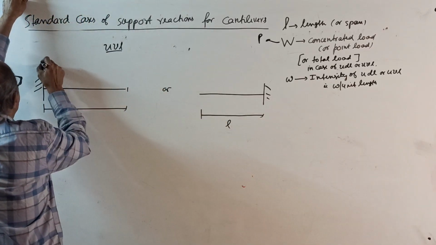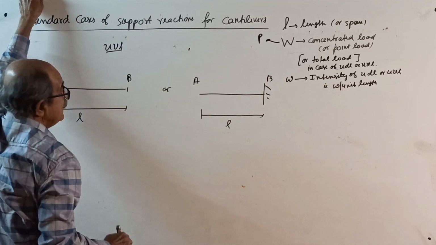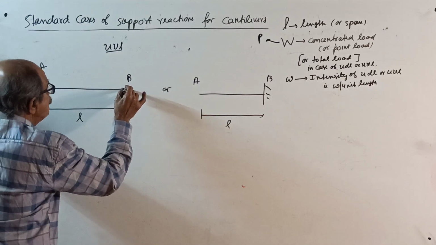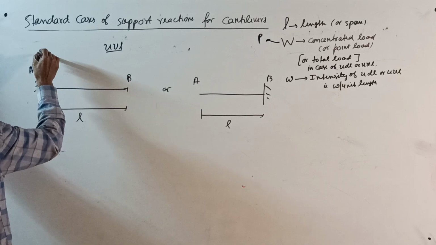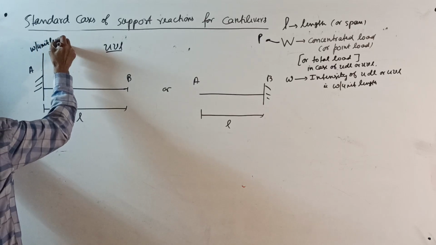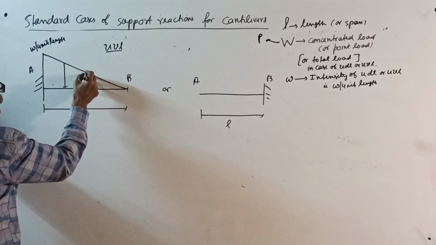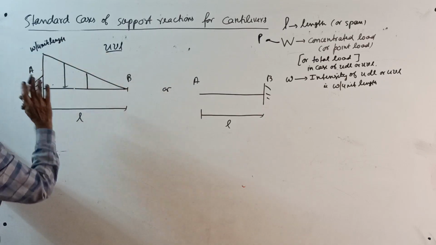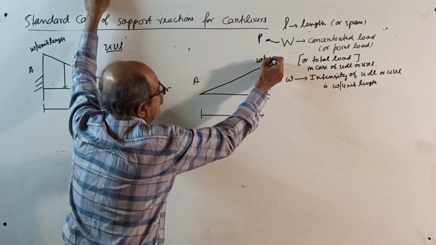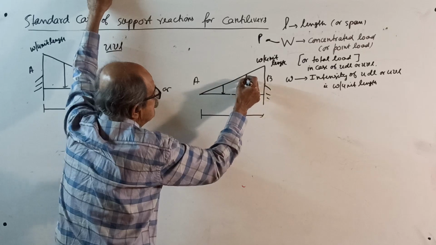Actually, this way double is not required, but my teaching is always that I do not want anybody to get confused. See, UVL with intensity 0 at the free end and maximum of W per unit length at the fixed end, not left right side. I told, 0 at free end and maximum of W per unit length at the fixed end. You should not memorize left right. Okay, answer.